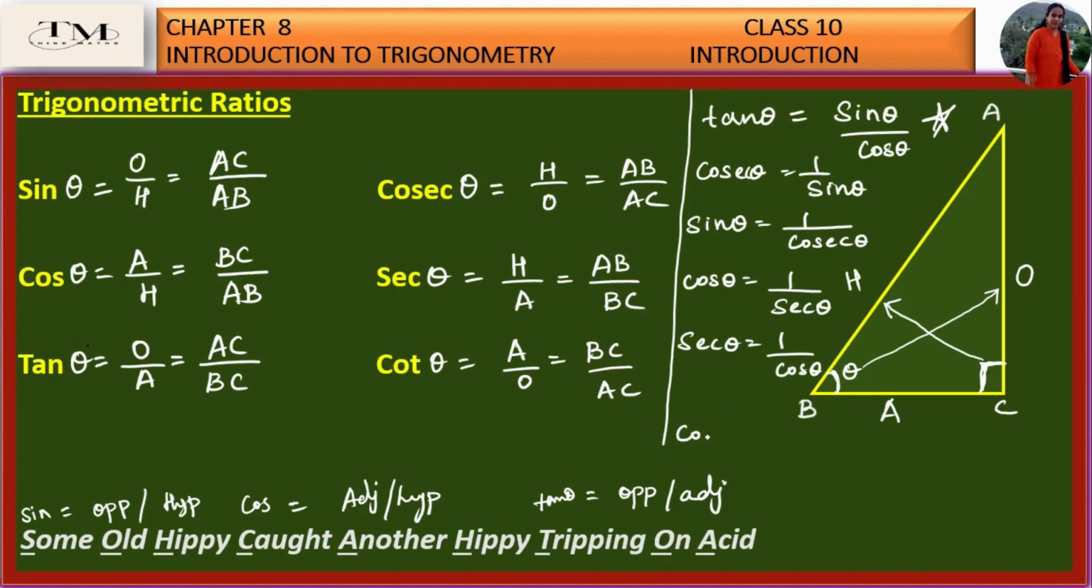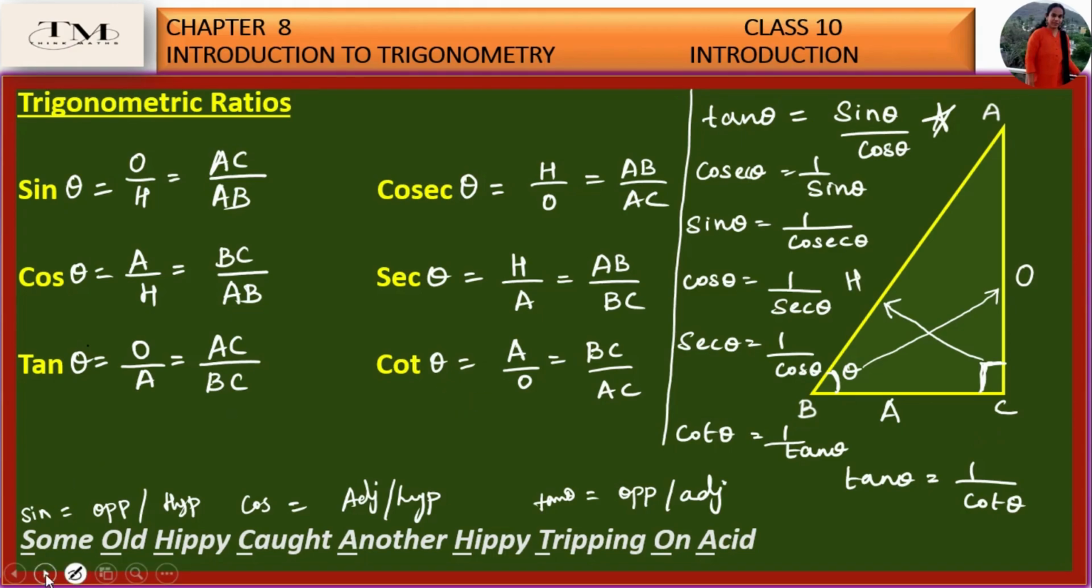In the same way, cot theta is equal to 1 by tan theta. So tan theta will be equal to 1 by cot theta. So these identities are helpful in solving some equations. Okay children, I hope you can understand up to this.